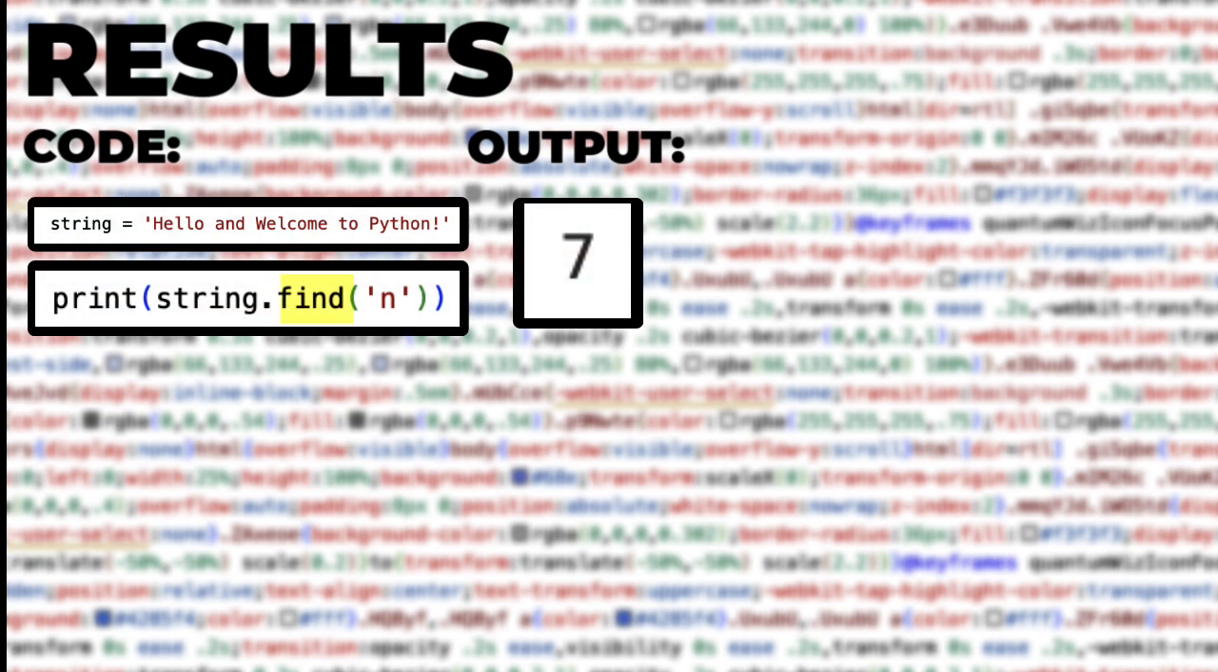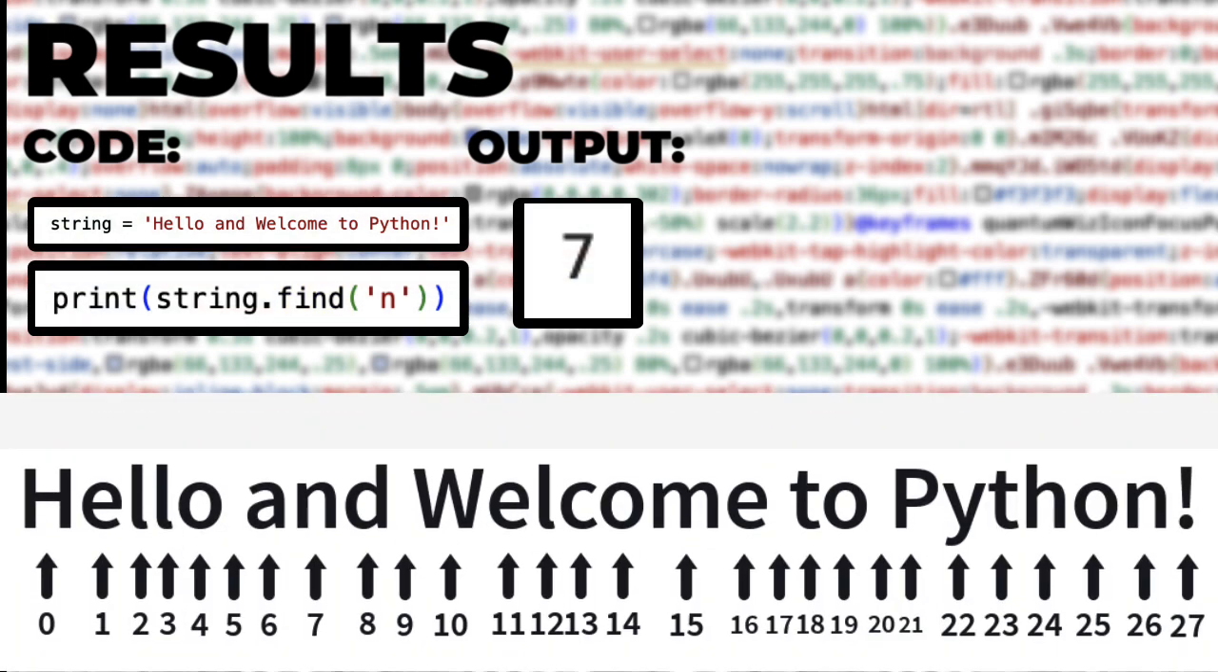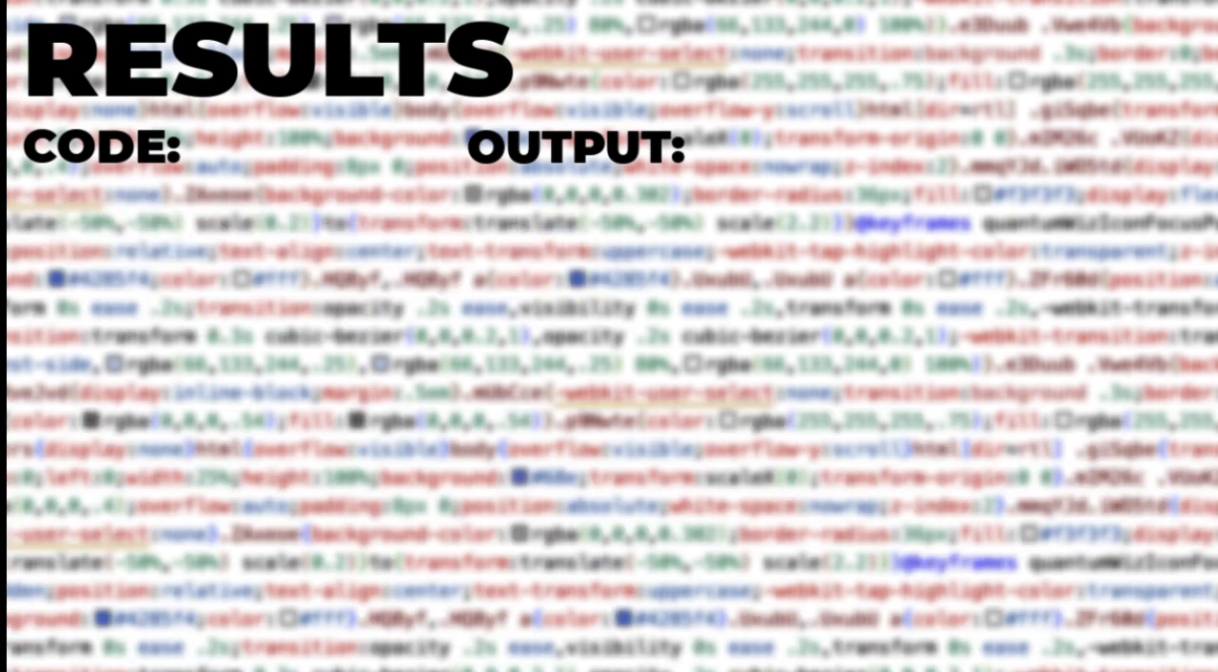Now we are using find. This will find and return where the value that was given is in the string first. If it is not in the string, then it will return -1. So for my examples, I am looking for n in my string. The first instance of n is at location 7, so that is what is returned.